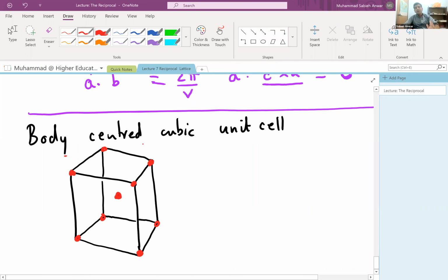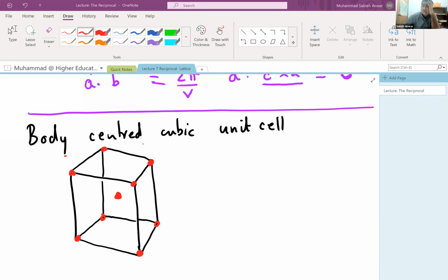Now, this is not a primitive unit cell. Why is this not a primitive unit cell? There is an atomic contribution at its center as well. Right, because it has 2 points per unit cell. A primitive unit cell has 1 point per unit cell. So it's body centered. All right.